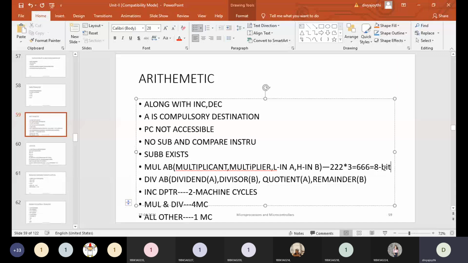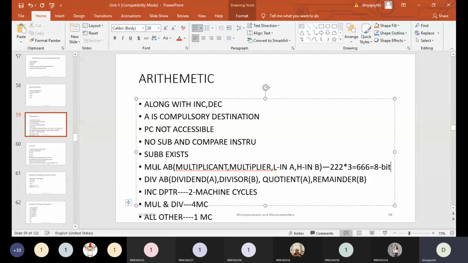So in 8 bits, how do we represent the bit representation? D0 to D7. That means the lower byte of your result will be stored in A and the higher byte of the result will be stored in B. So here you need not get confused. Here I have stated two things related to the MUL AB.